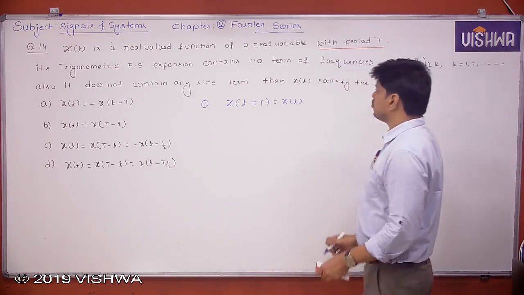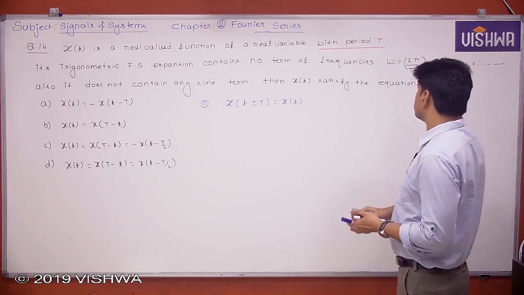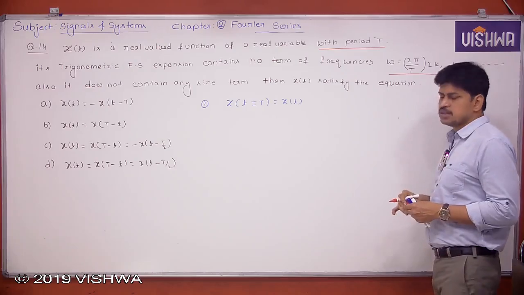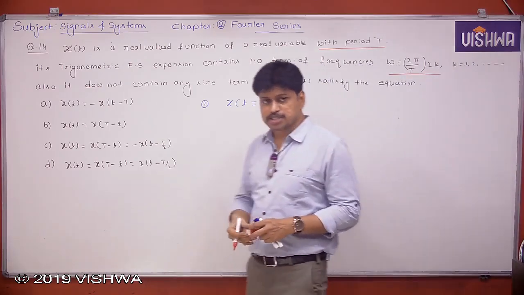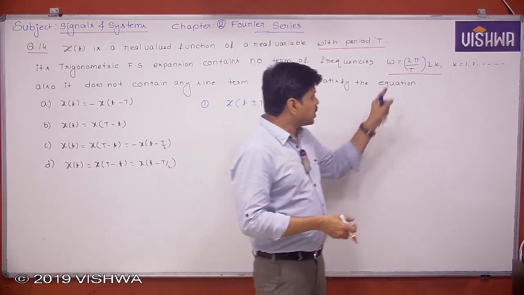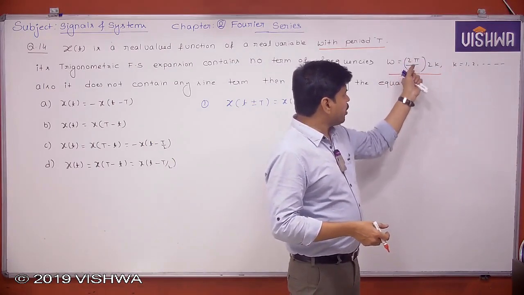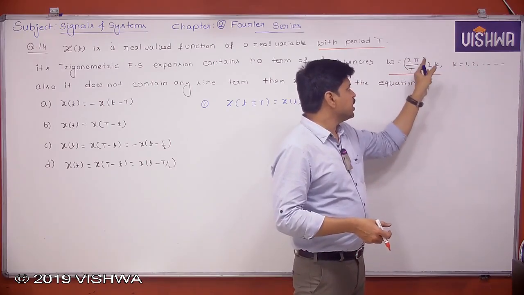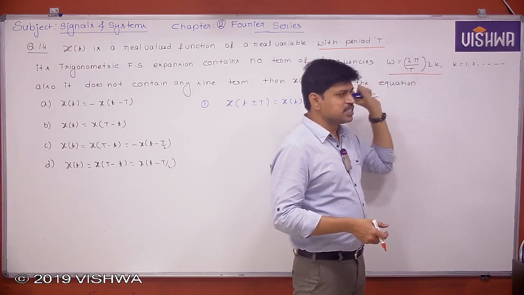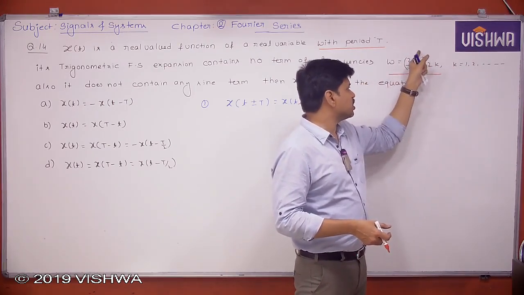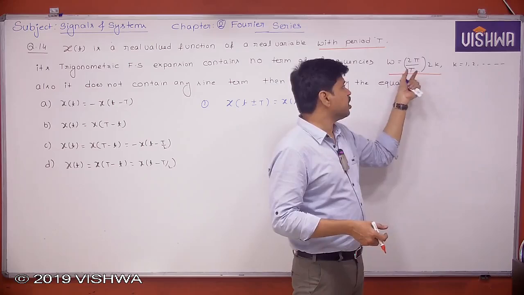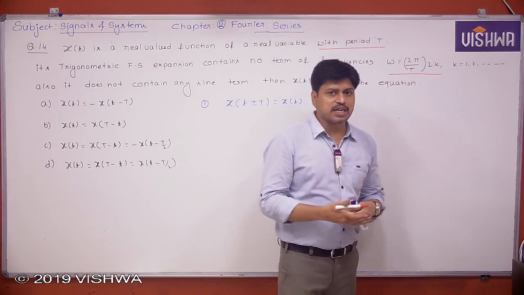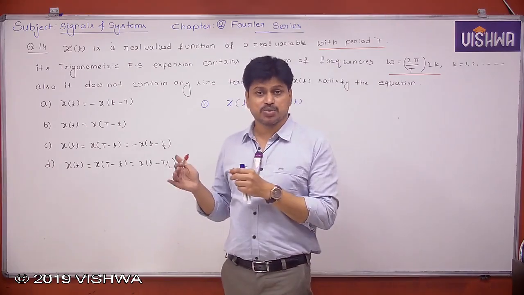Its trigonometric Fourier series expansion contains no terms of frequency like this. So these kinds of frequencies are not present. What do you mean by that? These are 2 pi by T, that is nothing but omega naught into 2k, where k is equal to 1, 2, 3. That means it is an even multiple of the first harmonic, that means even harmonics. So we don't have any even harmonics. That's the meaning of it. If it does not have any even harmonics, that means it contains only odd harmonics.